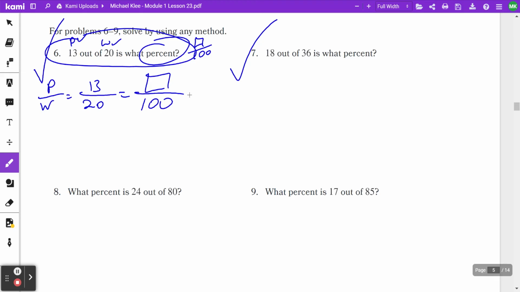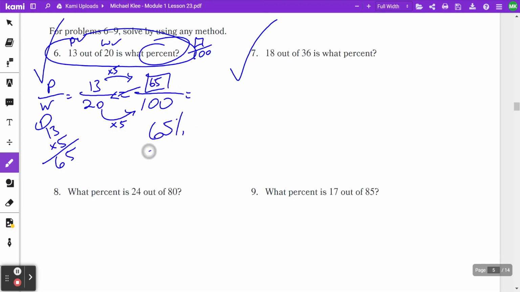Some value over 100. So I take my eyeballs, I cruise on over diagonally, and I see that 20. Look at that. I can just multiply by 5. Whatever I do to the bottom, I do to the top. So I just have to pull off a 13 times 5. 65. There you go. Once I have that value over 100, I found my percent. And it only works if it's sitting on 100, right? So if it's not sitting over 100, it's not a percent.